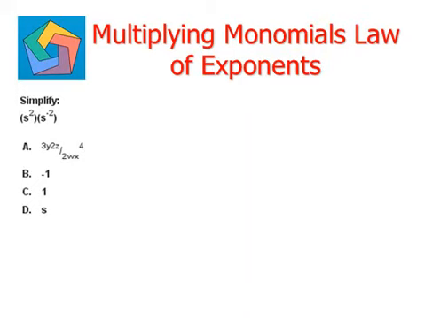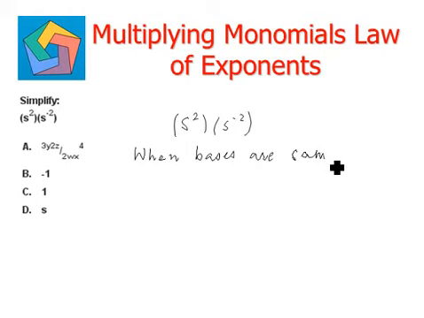Let's get started. The first one says simplify and we are given s to the power of 2, that is s squared, multiplied by s to the power of minus 2. So what does the multiplication law of exponents state? That when bases are same, powers add up. When bases are same, powers, or in this case we say exponents, add.